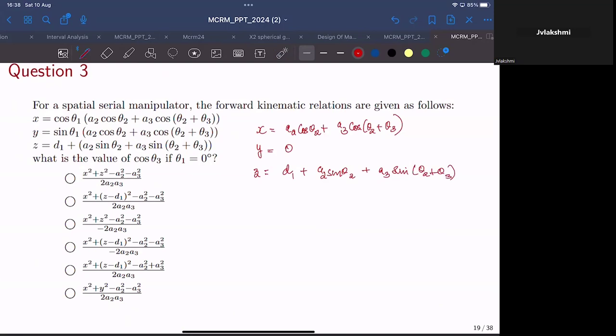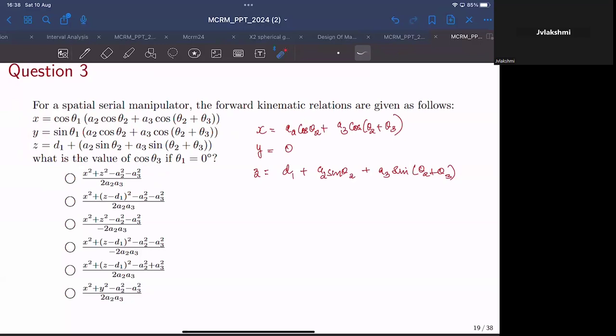So this is a problem of inverse kinematics. You are given a forward kinematics relation that maps theta 1, theta 2, and theta 3 to x, y, and z. So for a given x, y, and z, how would you derive the values for theta 1, theta 2, and theta 3? This question specifically asks for cos theta 3. So how would you do this?